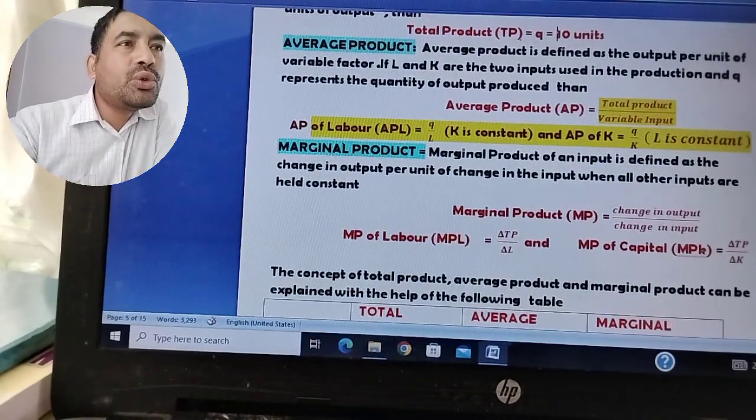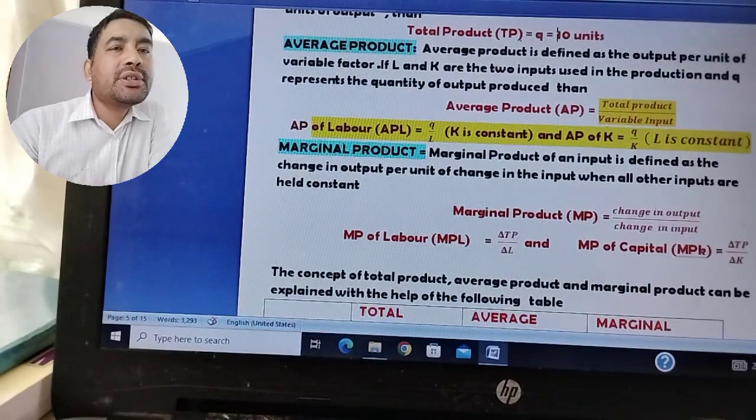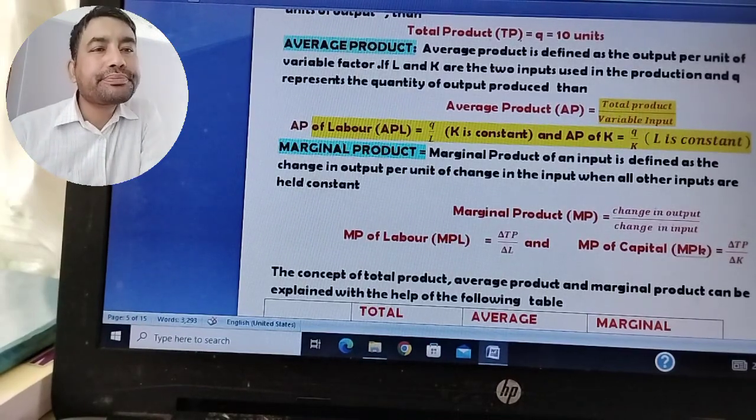So now we'll move to marginal product. You may even take the screenshot.